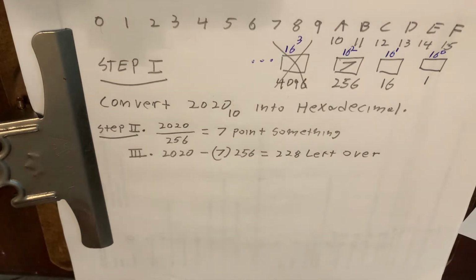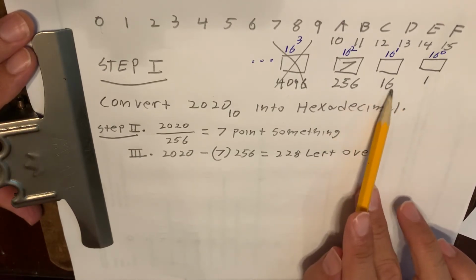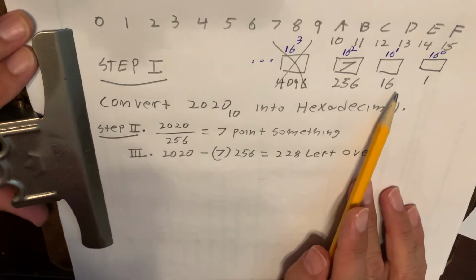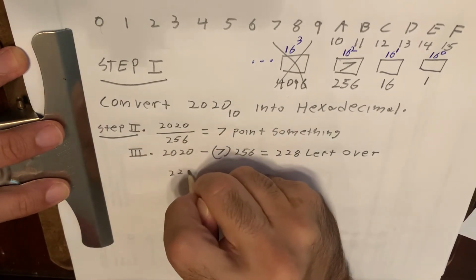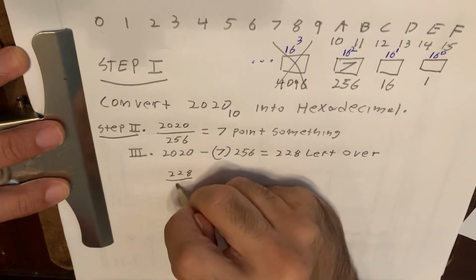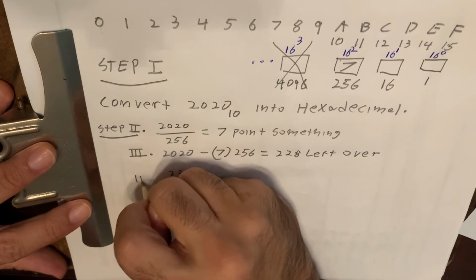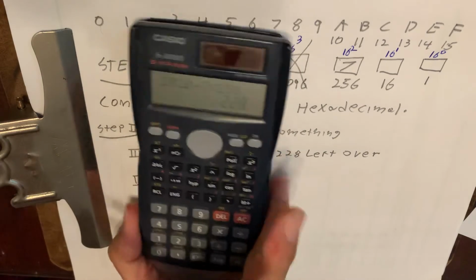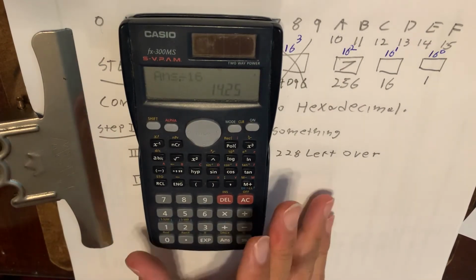Okay, so we need to now go through the algorithm. The next step would be to find the next largest place to put a value in to get 228. And the next largest place is 16. So let's take our 228 and divide it by 16 and see what we get. And this is step 4. So 228 divided by 16 gives us 14 point something.